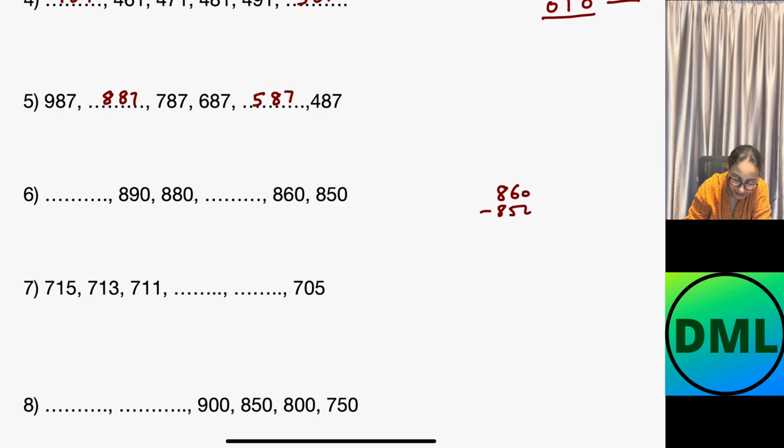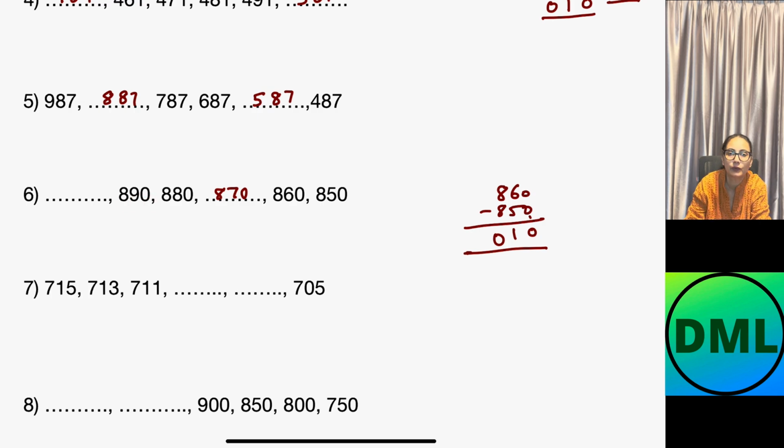860 minus 850. 0 minus 0 is 0. 6 minus 5 is 1. 8 minus 8 is 0. The difference is 10. If we look at this pattern, if we go in this direction, this is 850, then it is plus 10, it will be 860. If I do plus 10 also here, after 60 it will be 70. My number will be 870 here. Next number is 880. After that 890.